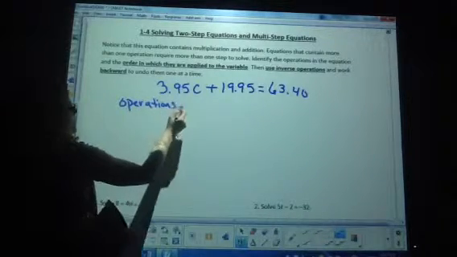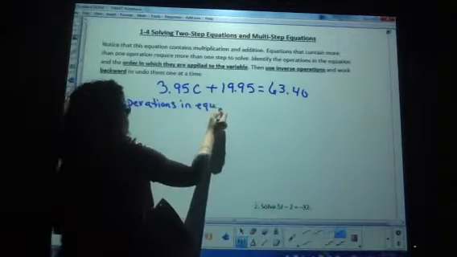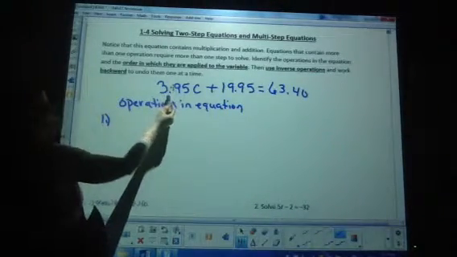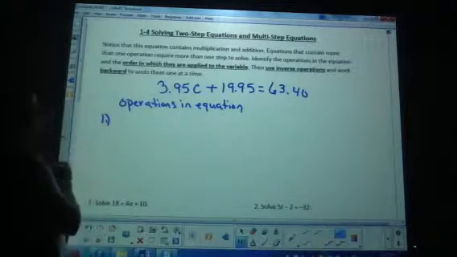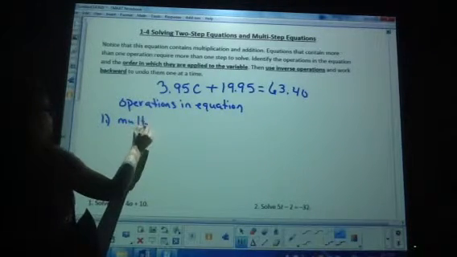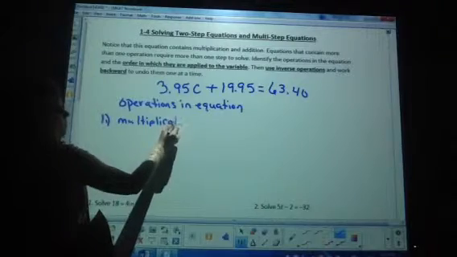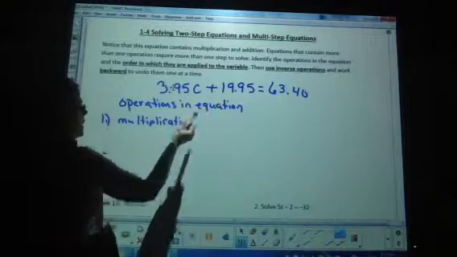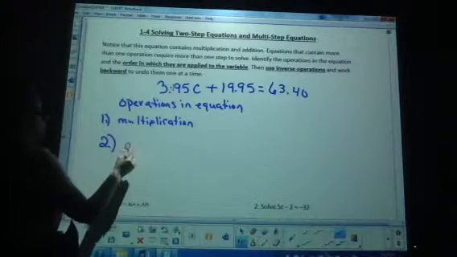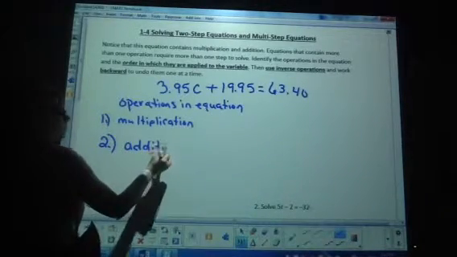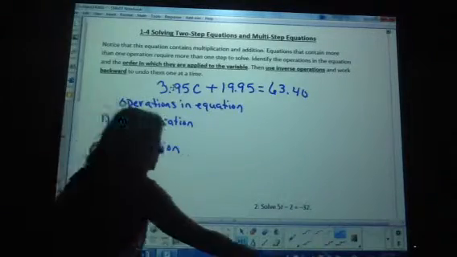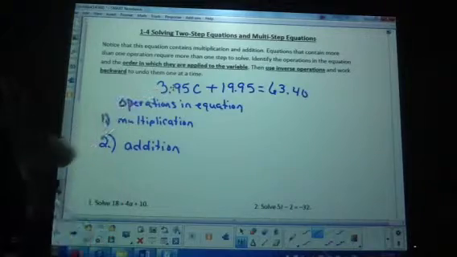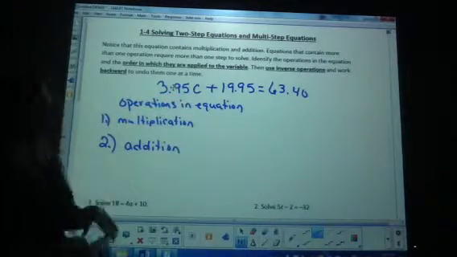Operations in this equation. Okay, so we have 3.95 times C, so that's multiplication, and then we have plus 1995. Okay, so when you read this equation, you have from left to right, just like you read a book, you have multiplication, and then you have addition.